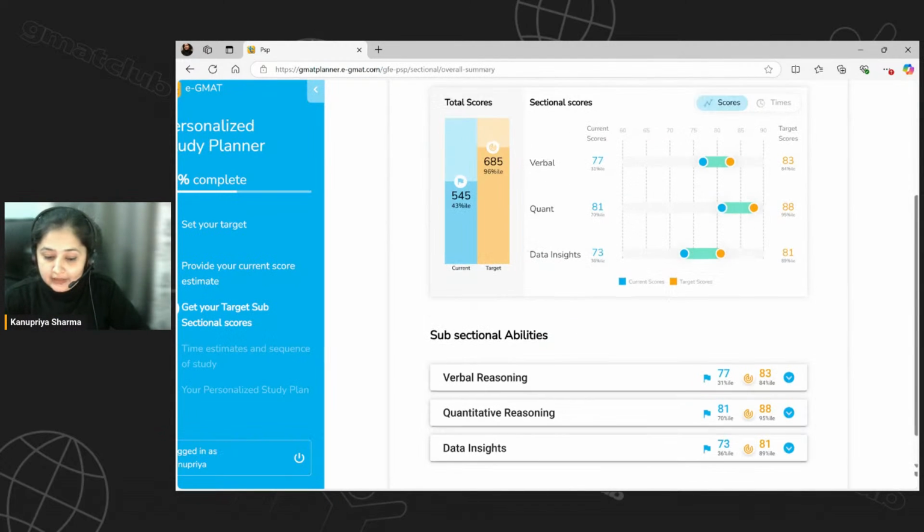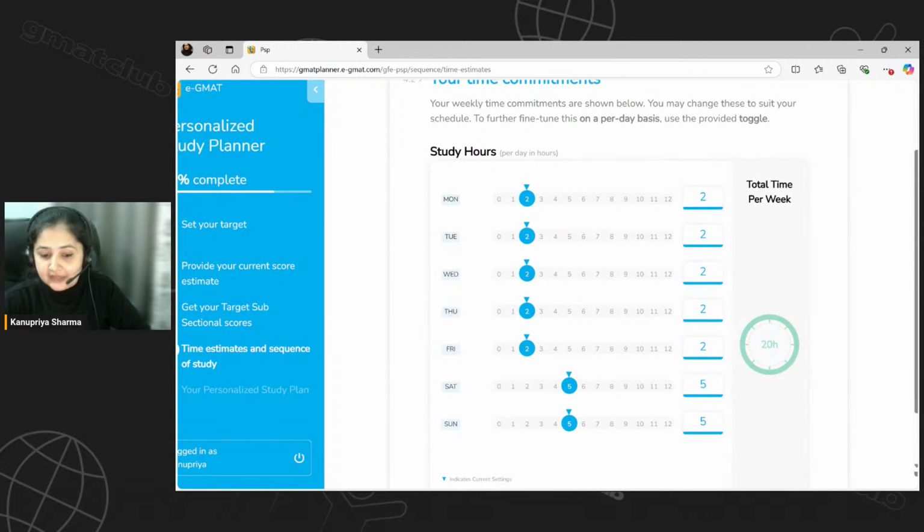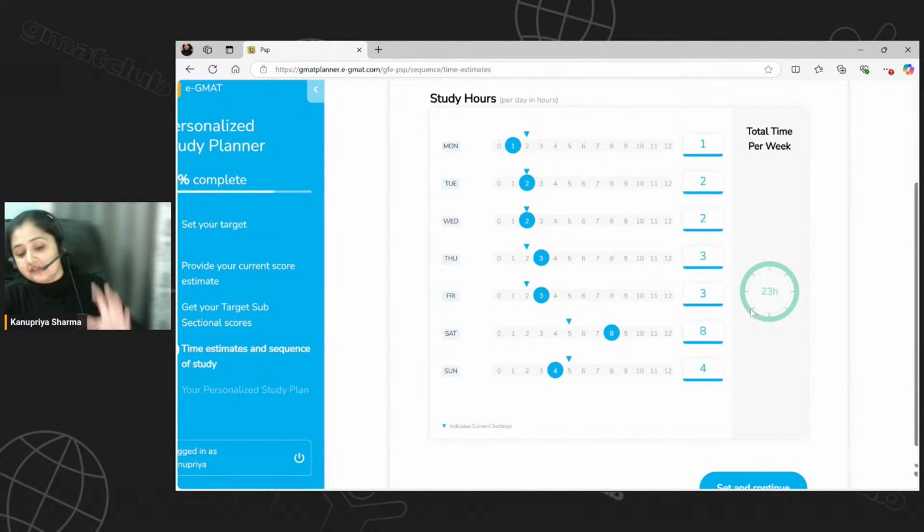Now you will get this overall sequencing. And now let's come to time commitments. So I've been telling you that this is a rough time estimate. Here we will be providing the time that you can put in on a per day basis. That way the system will understand what kind of effort you can put in on each day. So let's say your Mondays are very busy. Tuesdays, Wednesdays, you can put in 2 hours. Thursday onwards, you can put in 3 hours each. And Saturdays, let's say 8 hours, and Sundays, you keep 4 hours for study. So the system understands that you have 23 hours every week.